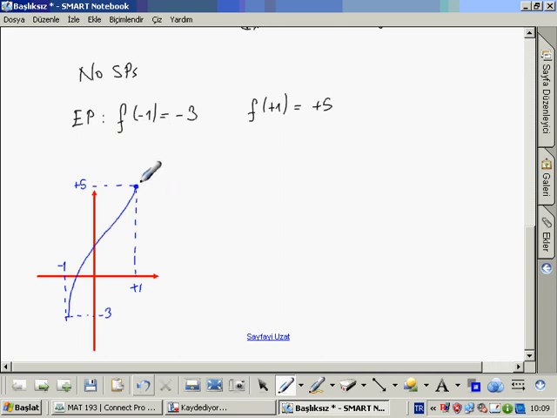This point is an endpoint, and it is the local and absolute maximum. And also this is the local and absolute minimum.